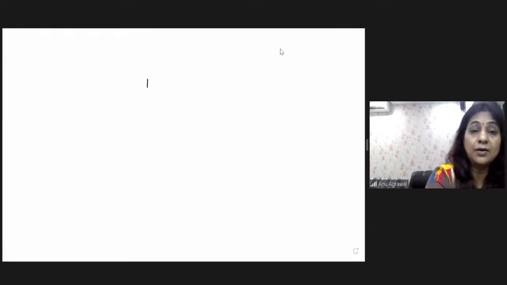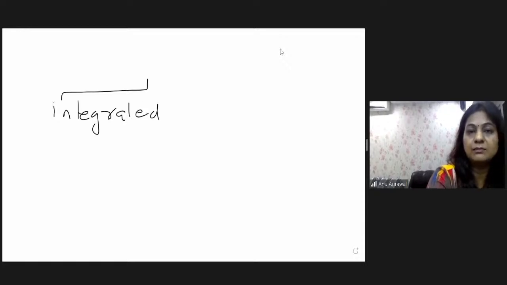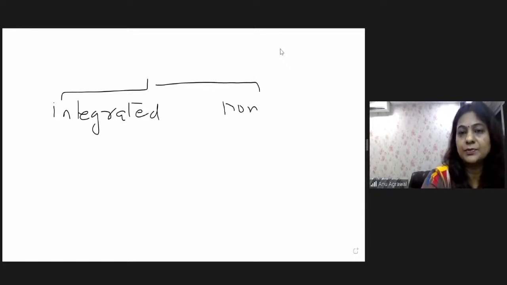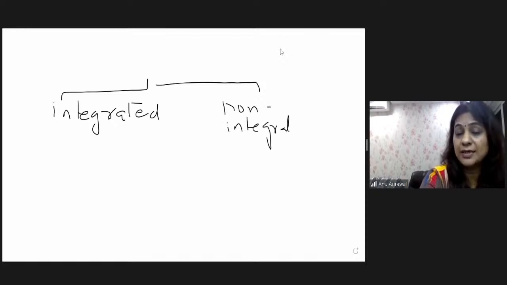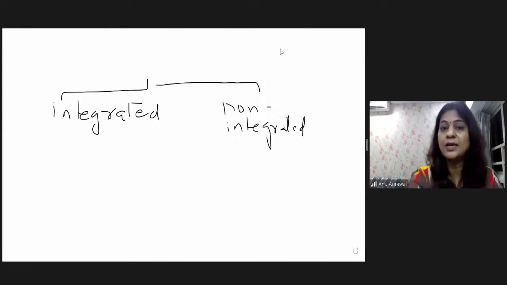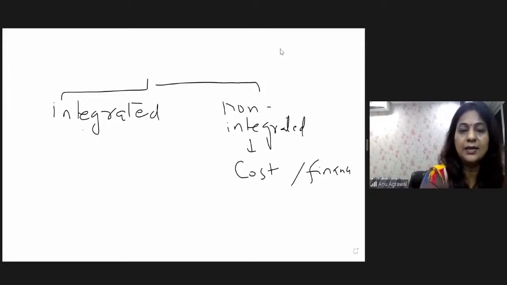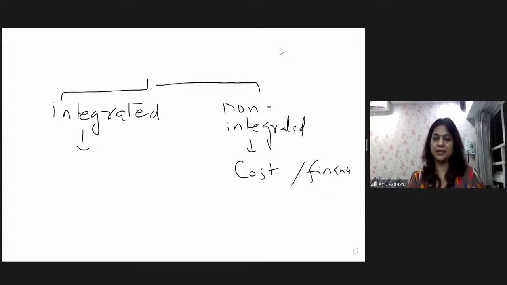So we can maintain records in costing on integrated basis, or we can do it in non-integrated basis. You will study this in detail. Please do not ask me doubts. You will study this in detail when you'll be studying this topic from the faculty. In non-integrated, cost and finance items are separate. And in integrated, cost and finance items are together.